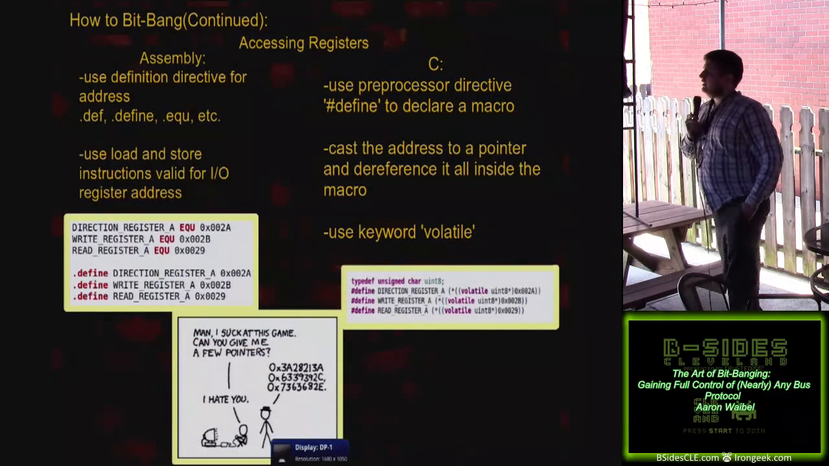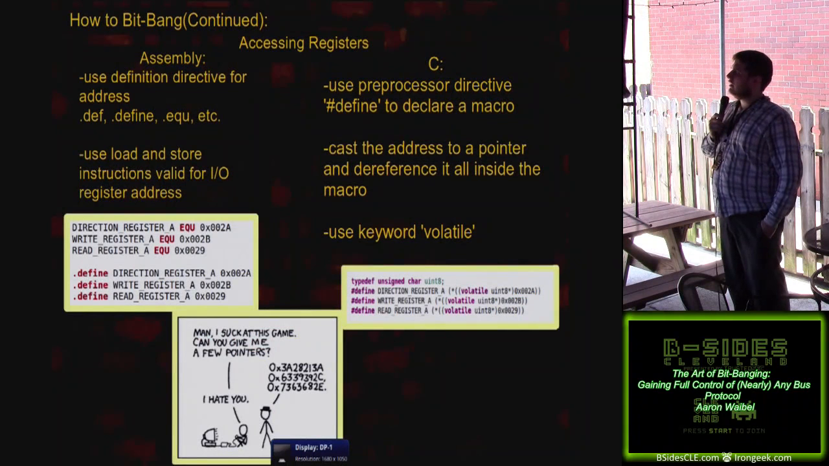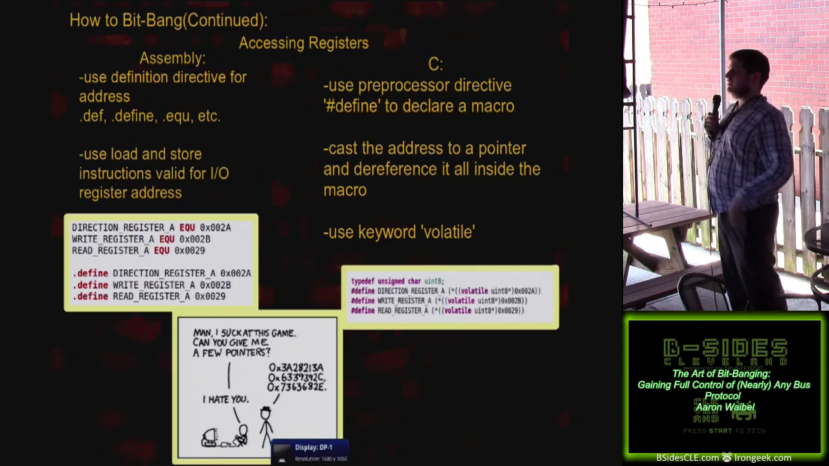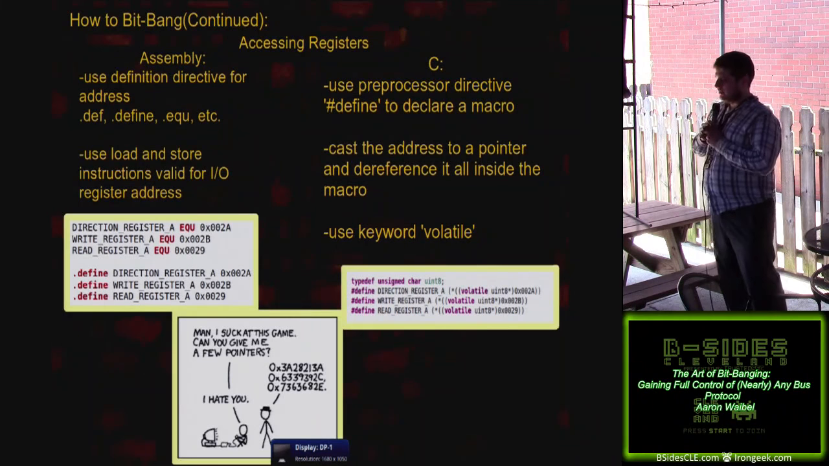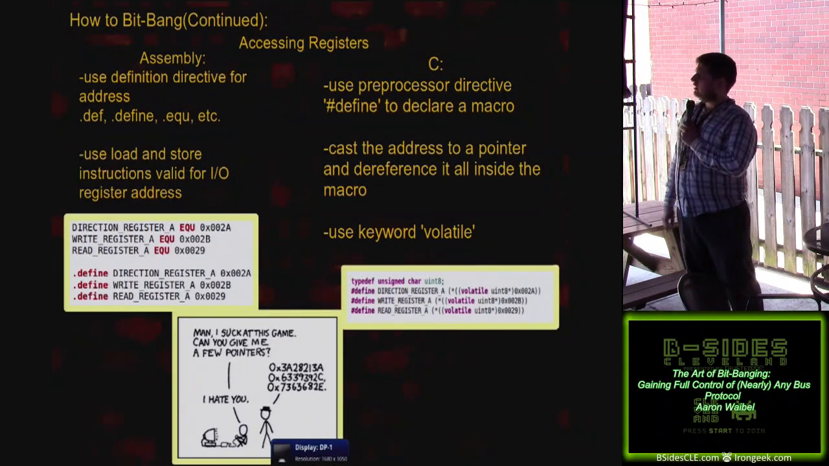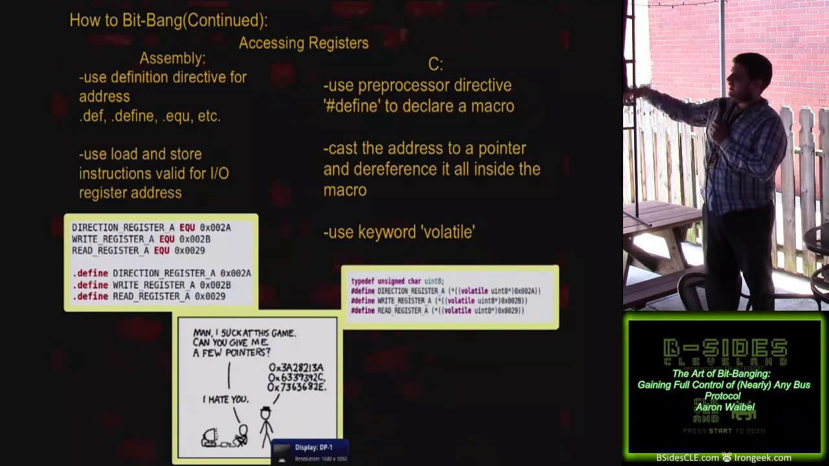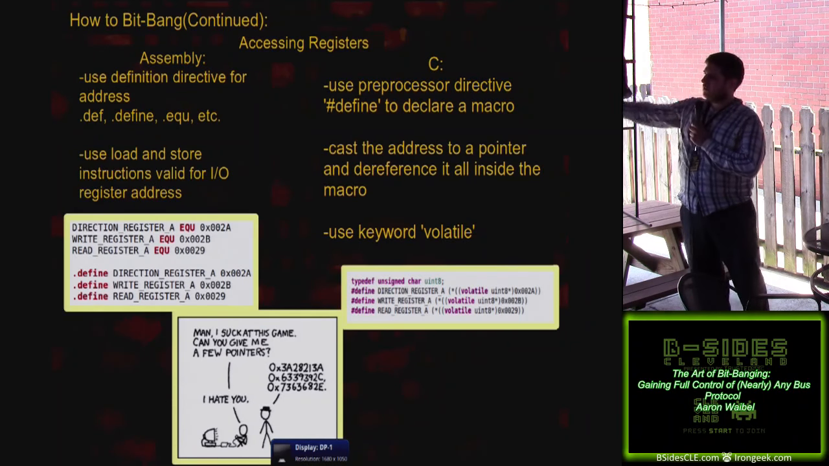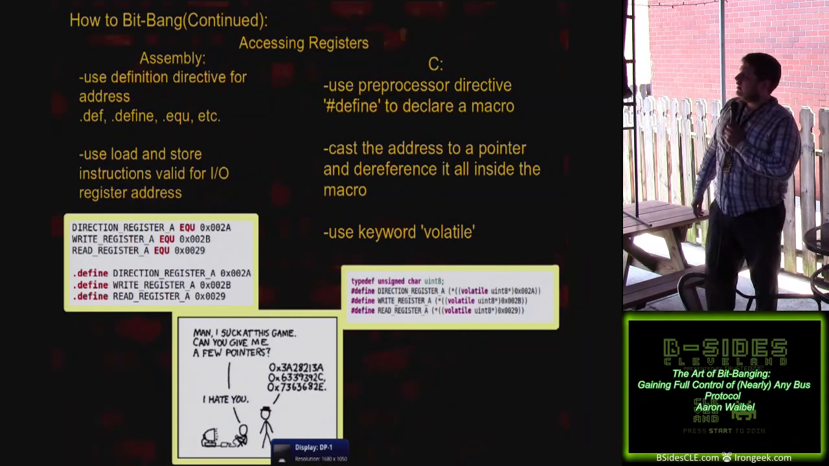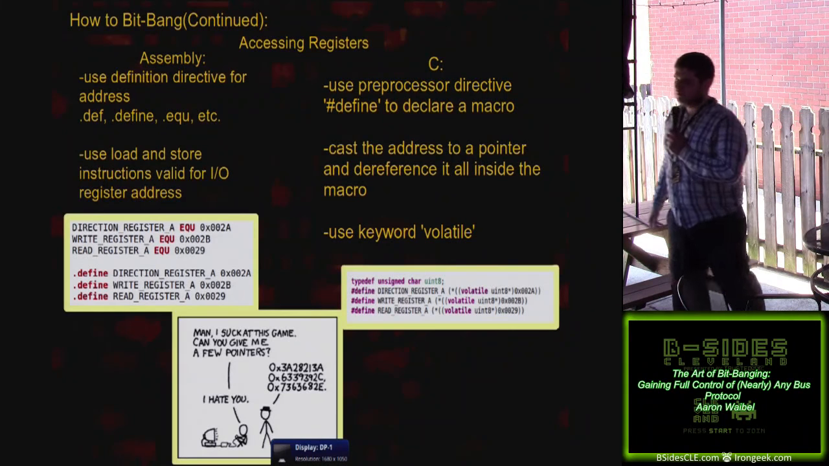In assembly, it's pretty easy. You can define access to the registers using a define macro, or every assembler has their own way of defining symbols. You just have to find it. Just give it a name and specify the address. In C, it's a little bit more complicated. You have to define a macro with the address associated with it, then cast that address to a pointer, and immediately dereference it. You always want to include the volatile keyword when you're doing that, and we'll see why in a minute. That sets up how you're going to access these registers from the memory space.